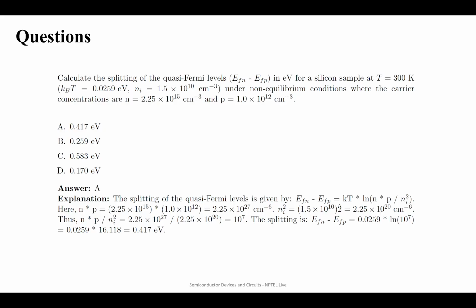So the answer to this will be A. The splitting of the quasi-Fermi levels is given by EFN minus EFP equals kT times ln(np/ni squared). Hence, np is 2.25 times 10^15 times 1 times 10^12, which is 2.25 times 10^27 cm^-6, and ni squared is 2.25 times 10^20 cm^-6. So this makes np by ni squared equal to 10^7. So EFN minus EFP is 0.0259 times ln 10^7, which is 0.417 eV.